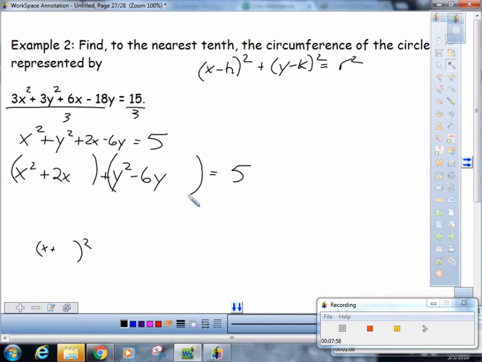Okay, now what's half of negative 6? And what's negative 3 squared? So then we're going to rewrite the left side as y squared minus 6y plus 9. But stay tuned, because if we don't do something to the right side, then we've done some illegal things. Okay? So there you see I'm adding in my plus 1.